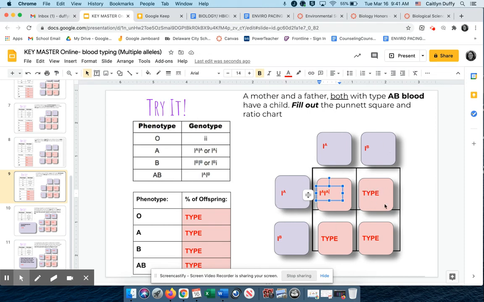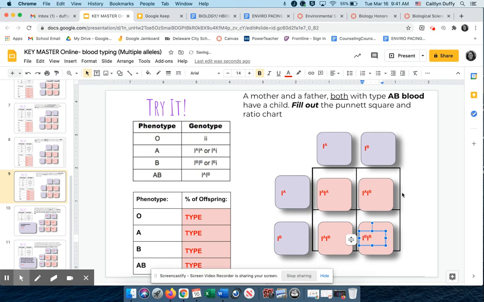In this one, dad's going to give a big A. Mom, however, is going to give a big B. That individual is going to be like mom and dad, AB. All right. Here, we're going to get an A from mom, a B from dad, same exact thing. So we have an AB offspring here. Now, what is the only thing mom and dad could give us for this potential square? Big B and big B.